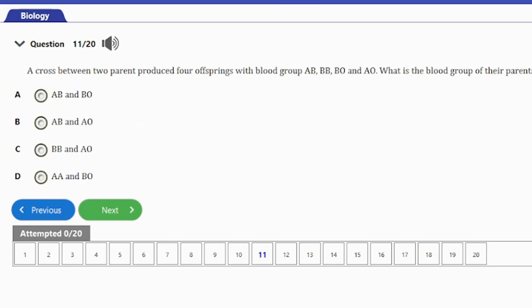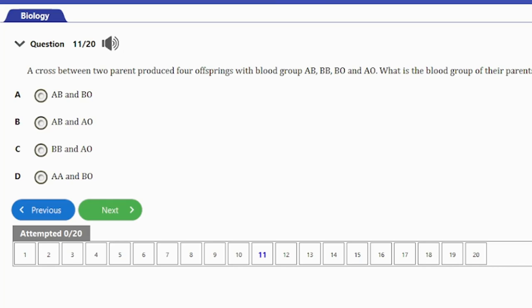Question number 11. It says, a cross between 2 parents produced offspring with blood group AB, BB, BO, and AO. What is the blood group of their parents? We have options A, AB and BO, B, AB and AO, C, BB and AO, and D, AA and BO. So guys, obviously the answer to this question is option A here, and that's AB and BO.